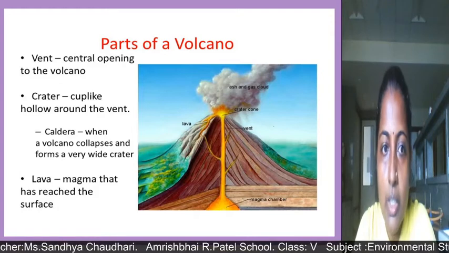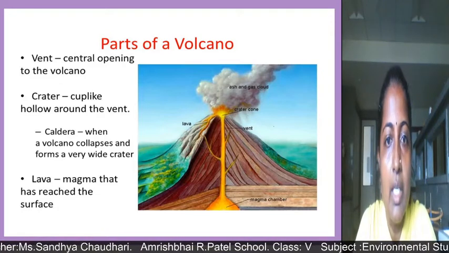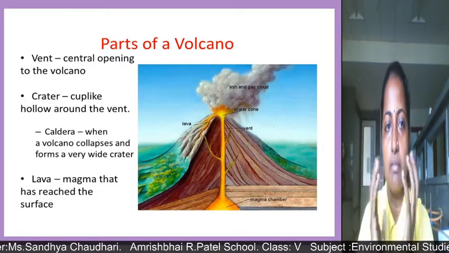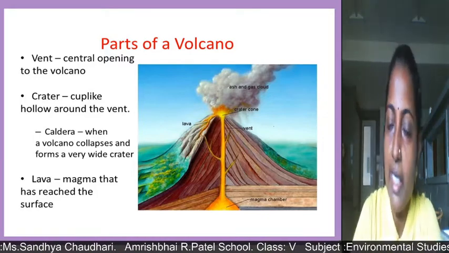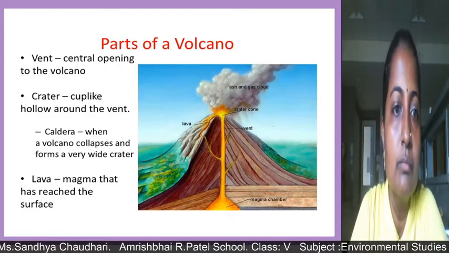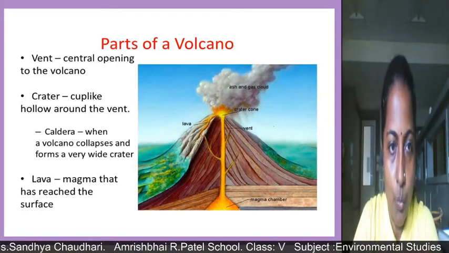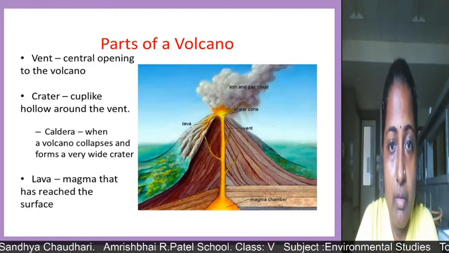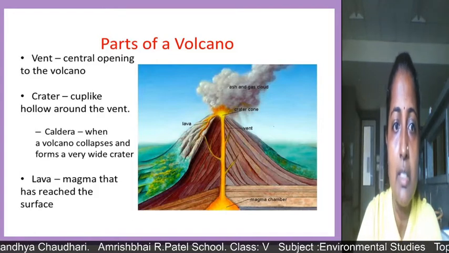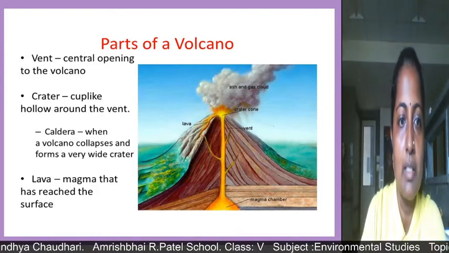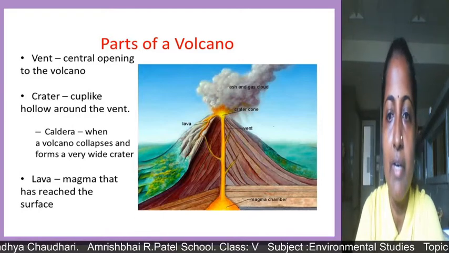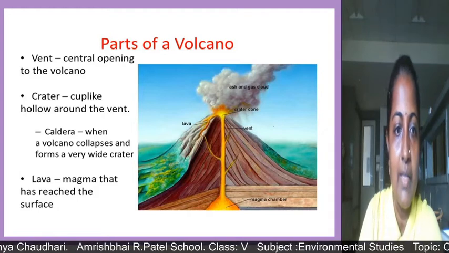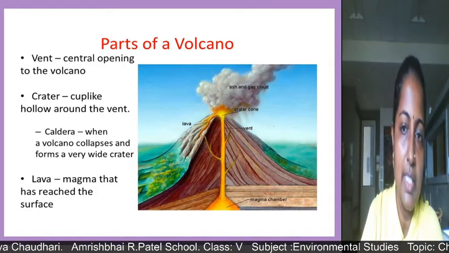Then what does crater mean? A cup-like hollow around the vent, a cup-shaped round structure around the vent, is called the crater. And caldera is when a volcano collapses and forms a very wide crater. So what does lava mean? Magma that has reached the surface is called lava.